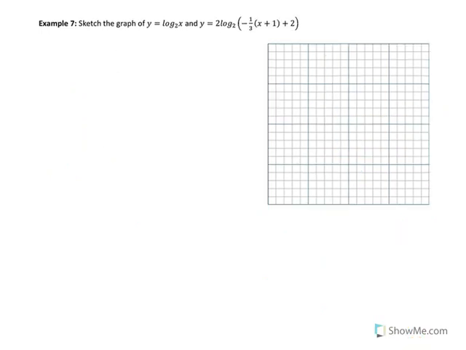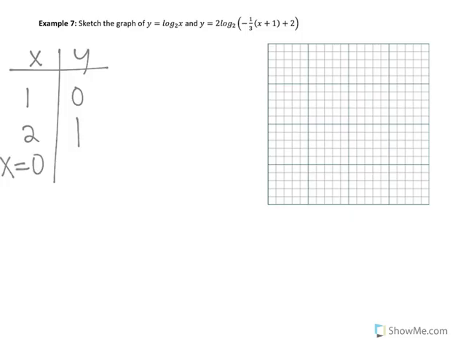Alright, last example, log base 2 of x. Let's do that first. So we have a (1, 0), a (2, 1), and our asymptote is at 0. So we got (1, 0) and (2, 1). So here's our log base 2 of x. You should be getting pretty proficient at graphing those.